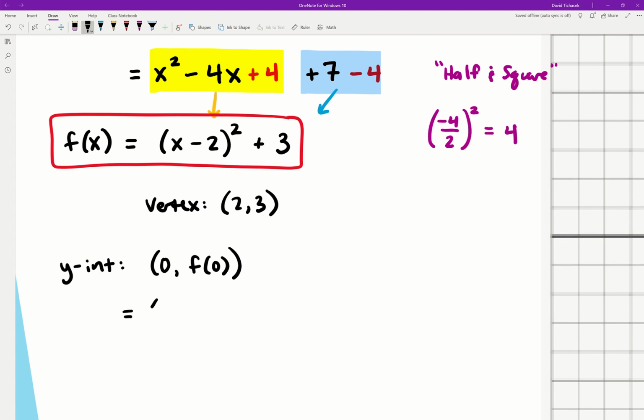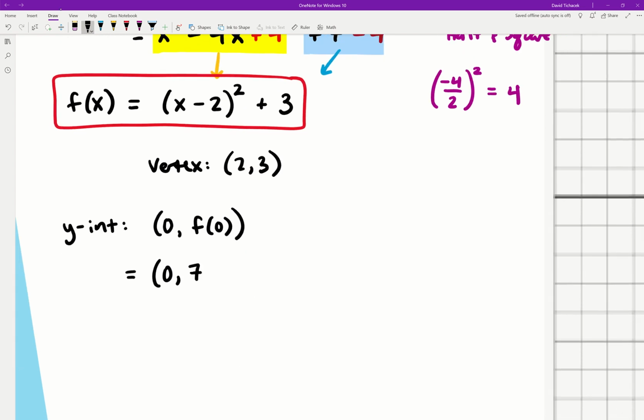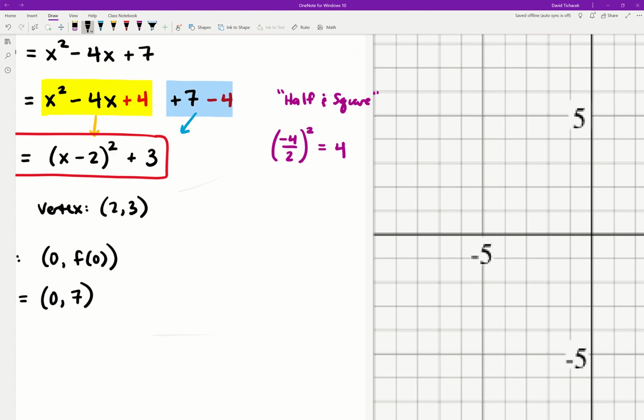So if we figure that out real quick, might be something that you could do mentally, because oftentimes plugging in 0 is something that's pretty straightforward. Up here, if I plug in 0, then you can see here that the first terms are just going to turn into 0, just leaving me with a positive 7 here. So the point with coordinates 0, 7 is going to be the y-intercept here on my graph.